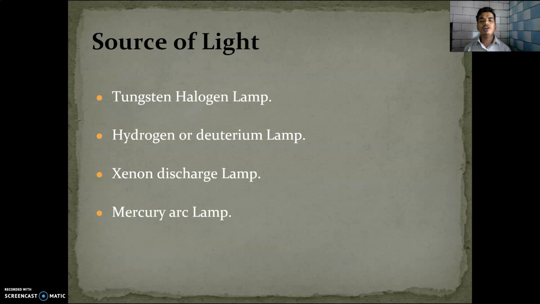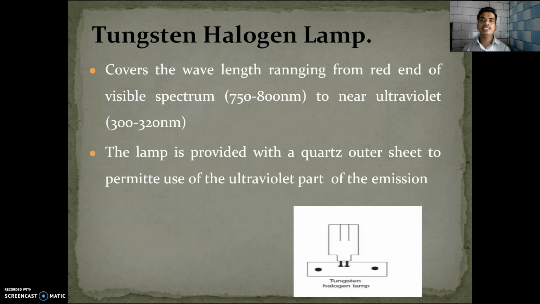Then, what are the sources of light? The tungsten halogen lamp, hydrogen or deuterium lamp, xenon discharge lamp and mercury lamp are used as sources of UV radiation. First, the tungsten halogen lamp covers the wavelength range from the red end of the visible to the near ultraviolet, that is 750 to 800 nanometer to 320 nanometer. The lamp is provided with a coarse outer sheet to permit the use of the ultraviolet part of the emission. So this tungsten halogen lamp produces a source of UV radiation.